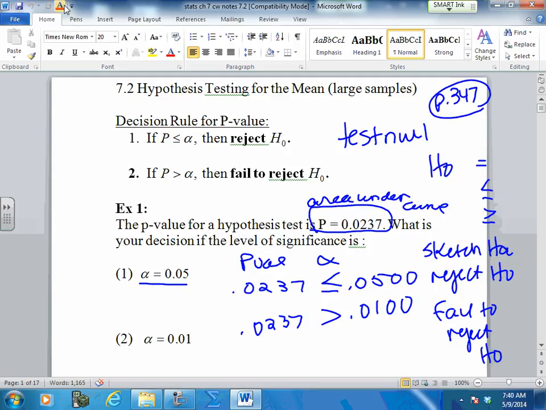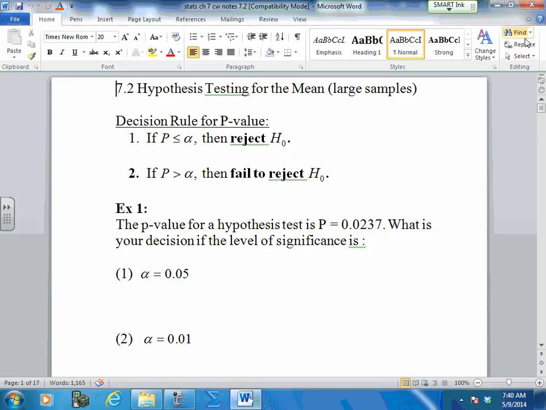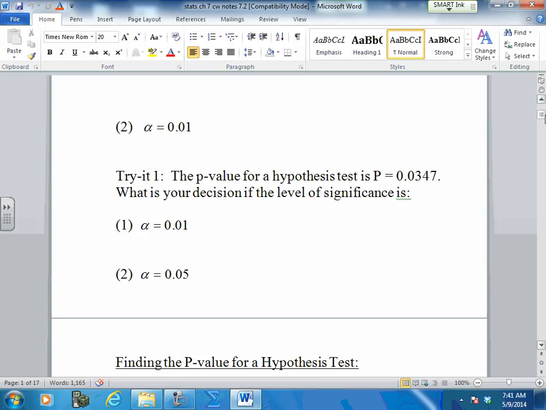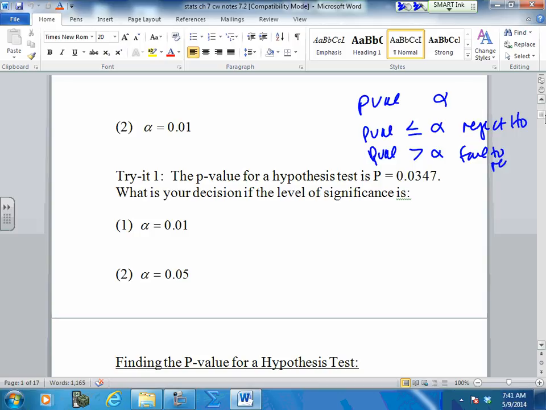So you guys try it yourself at the bottom of page 347. I want your decision. Test your p-value against your level of significance. Remember, p-value, level of significance. If your p-value is less than or equal to your level of significance, reject H0. If your p-value is greater than your level of significance, fail to reject H0. Those are the only two decisions you can give me.